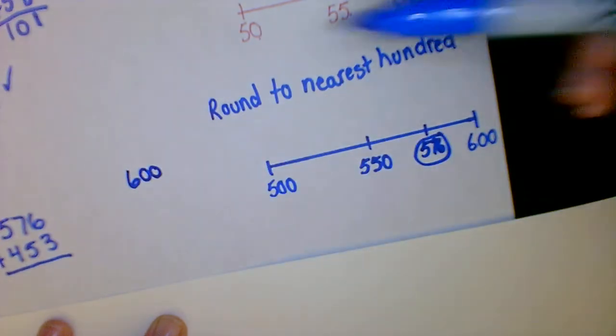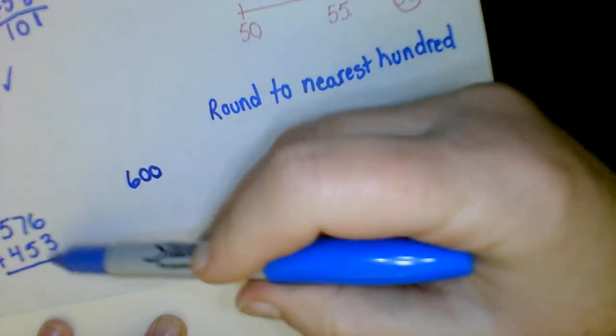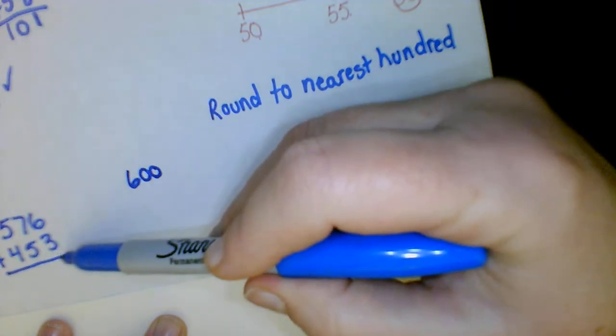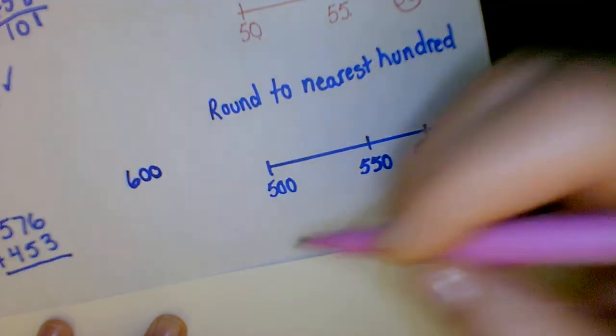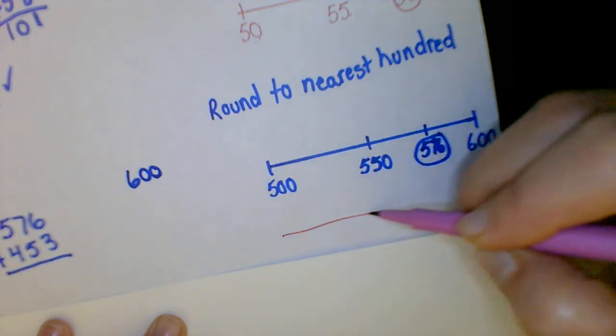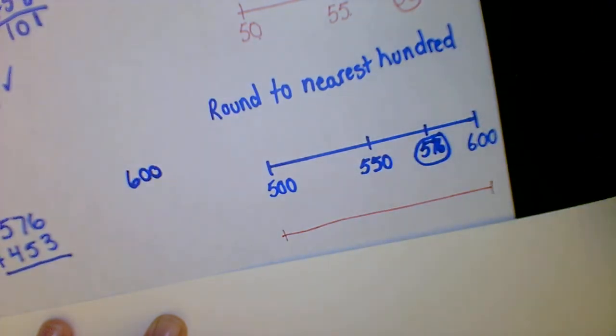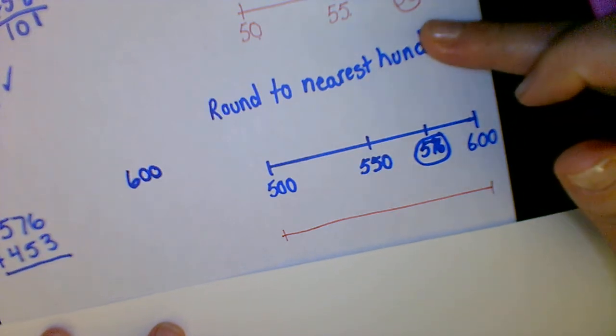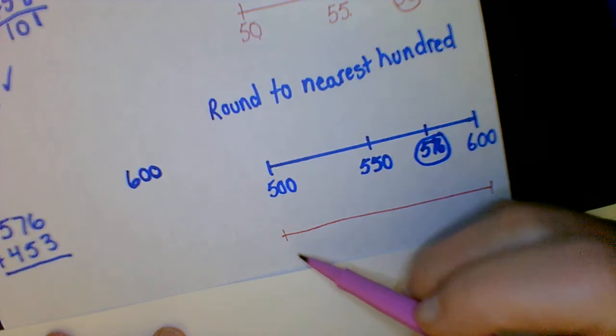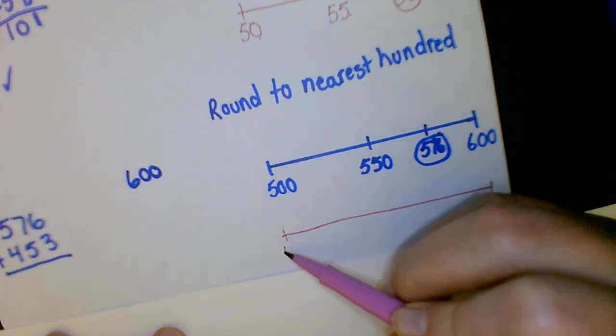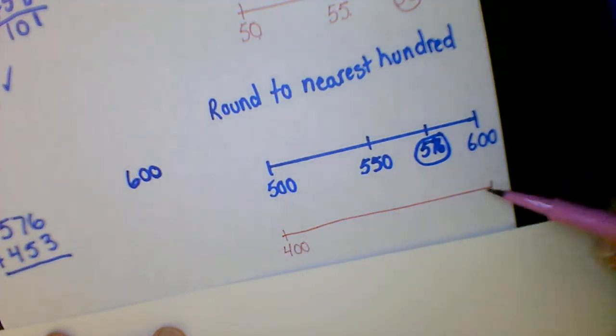Okay. When I'm adding, I'm going to be adding 453. We need to round that number. So now you can draw these number lines out, or you can make this number line in your head. Some of you will be able to do that and just think about it and picture it in your mind. So 453 is between 400 and 500.